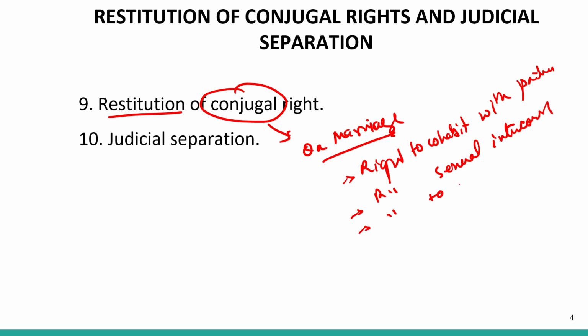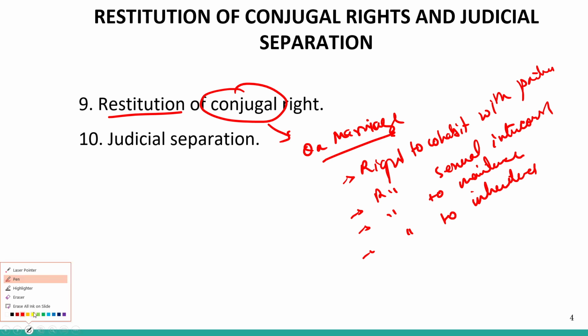Right to maintenance. Right to inheritance. So all these rights will be given to you only when your marriage is a valid marriage.